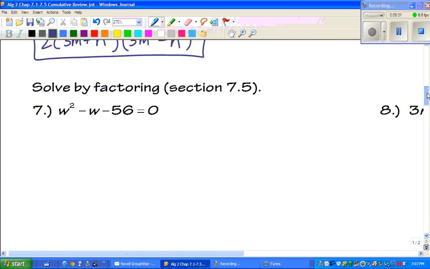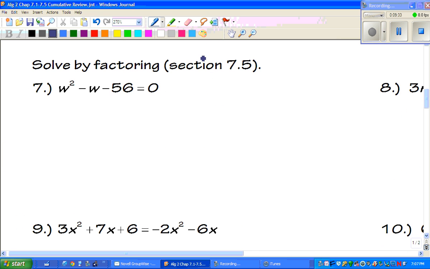All right, number 7. Difference now is we are solving. Once that 0 comes into effect, equals 0, we have to find out what our answers are. And now the factoring part is the exact same. We check to see if there's a GCF. There isn't.